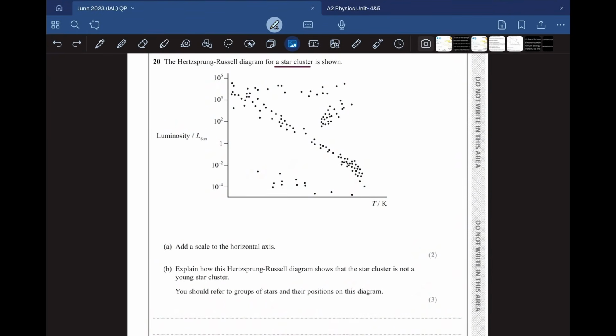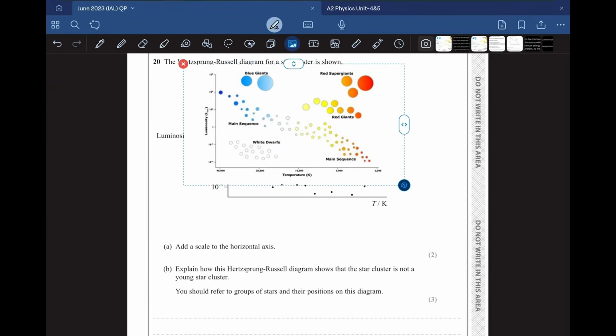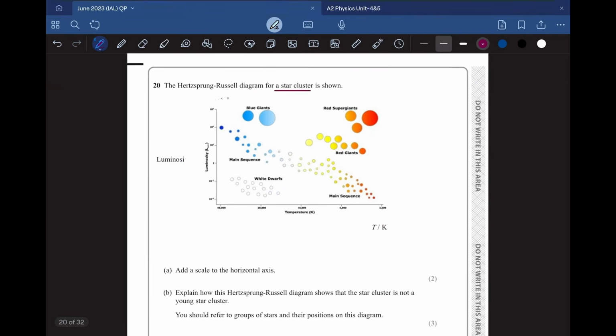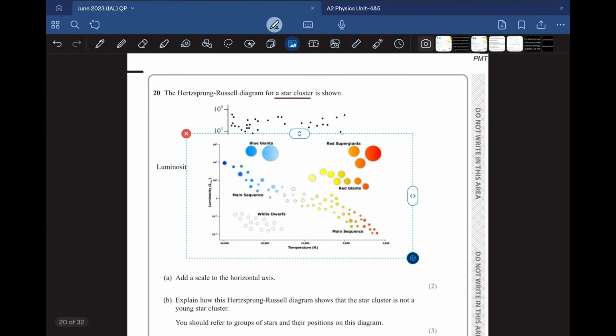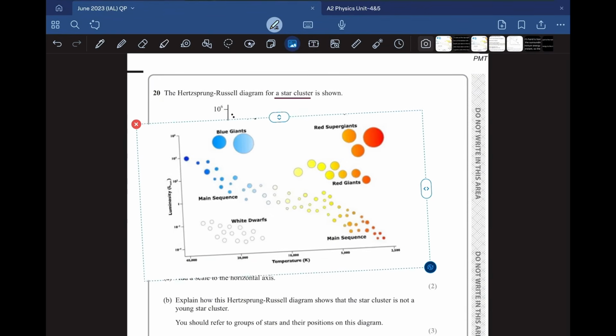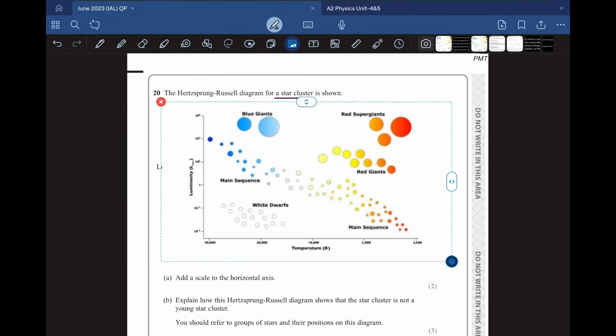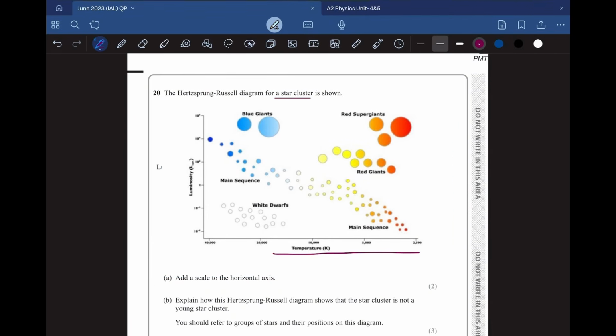Now let's have a look at one of these HR diagrams. Basically in this HR diagram, if I make it bigger, you can see the logarithmic scale is like this. It is reversed, and it is logarithmic from 2500, 5000, 10,000, and we know the sun is somewhere right here, which is at 6000 Kelvin.